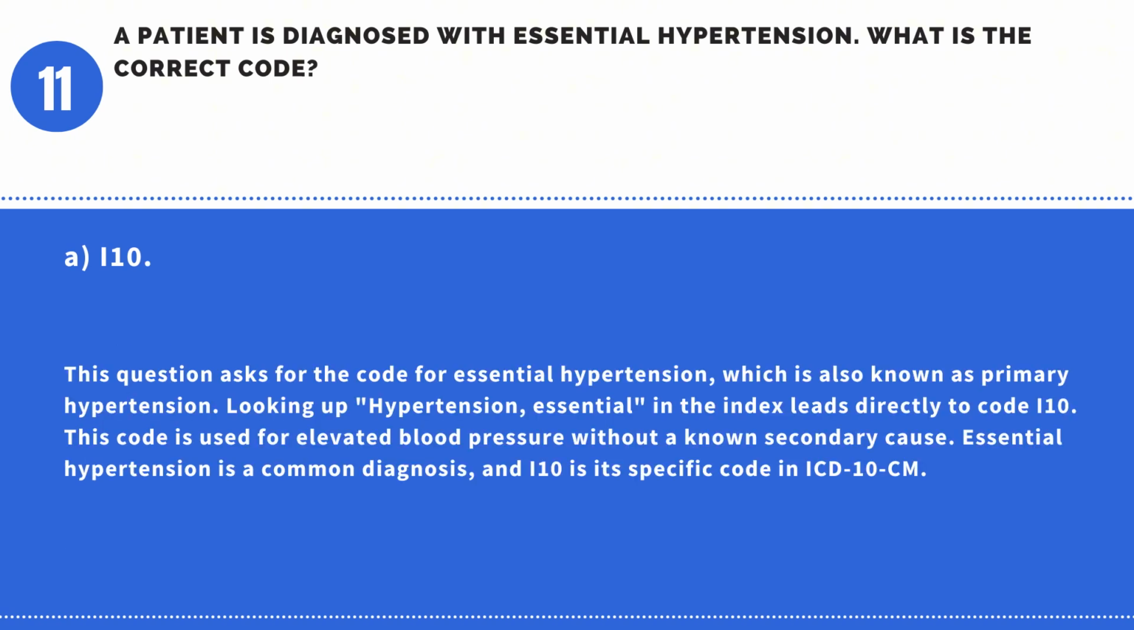Answer: A. I10. This question asks for the code for essential hypertension, which is also known as primary hypertension. Looking up hypertension, essential, in the index leads directly to code I10. This code is used for elevated blood pressure without a known secondary cause. Essential hypertension is a common diagnosis, and I10 is its specific code in ICD-10-CM.